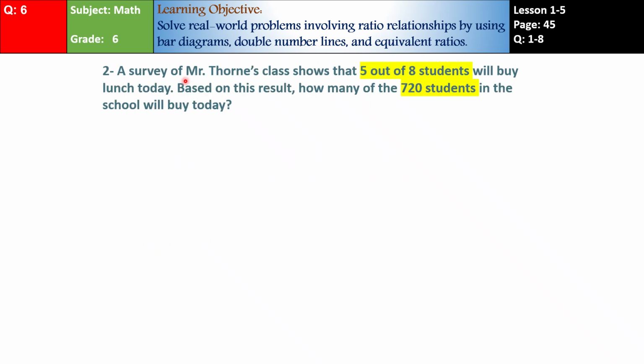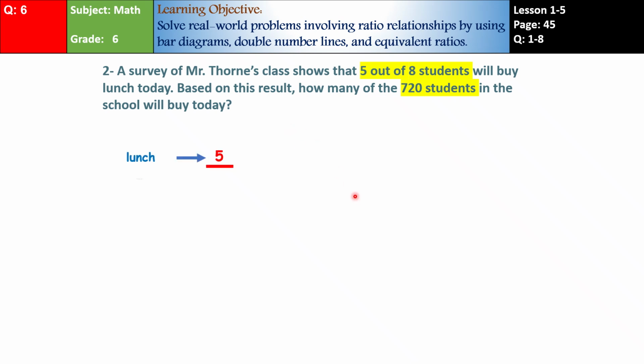A school survey of Mr. Thone's class shows that 5 out of 8 students will buy lunch today. Based on this result, how many of the 720 students in the school will buy lunch today? So we have to find the number of students who are going to buy the lunch.